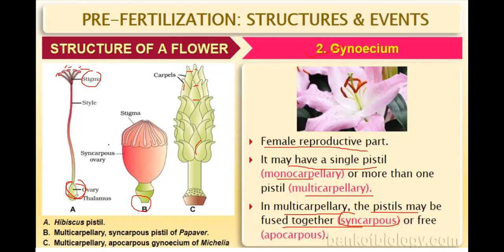Here it is syncarpous. So sometimes the question will be whether the pistil of Withania somnifera is syncarpous or apocarpous. So you have to write syncarpous. Multicarpellary apocarpous gynoecium, Michelia. Here it is multicarpellary, and the carpels are free from each other. So it is apocarpous.